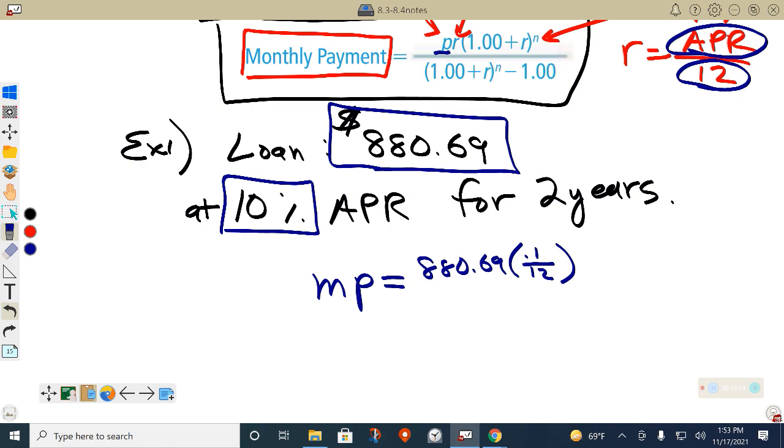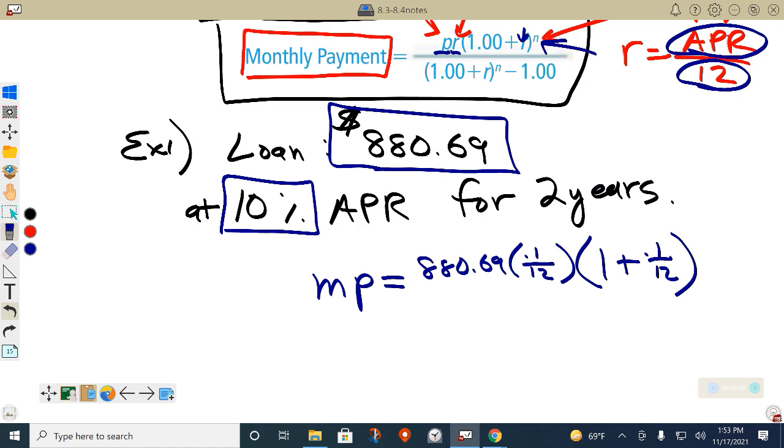So I got P times R times, watch this now, 1 plus the rate again, R again. Well, that's the same thing, 0.1 divided by 12. Remember, we're going to let the calculator do all the work. We don't have to worry about all this. We're just going to press buttons after we set it up. To the nth power.